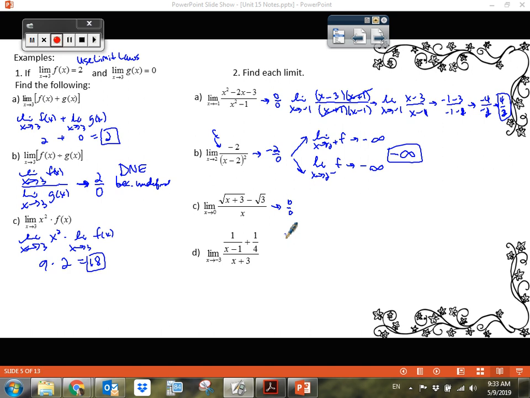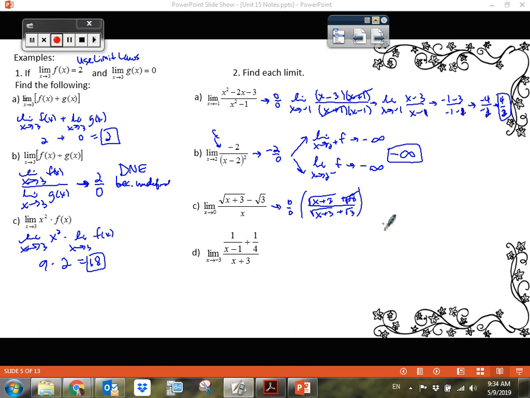Usually the multiplying by the conjugate is with radicals. It's very rarely with polynomials. I'm just telling you because some students try multiplying by the conjugate all the time. Okay, so it usually just works with radicals when they look like that. And again, I can't multiply by anything but the number 1. So I'm going to multiply this by the square root of x plus 3 plus root 3 over the square root of x plus 3 plus root 3.